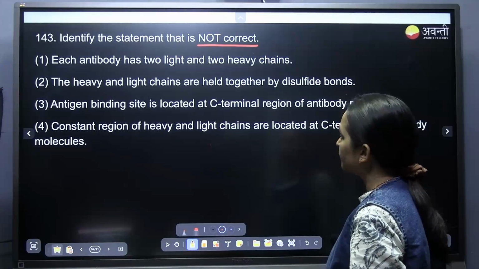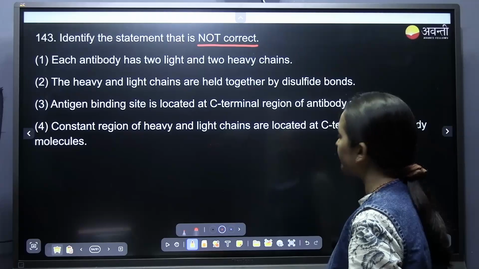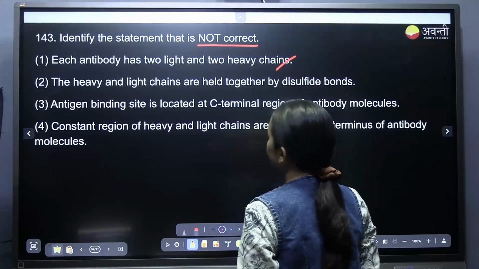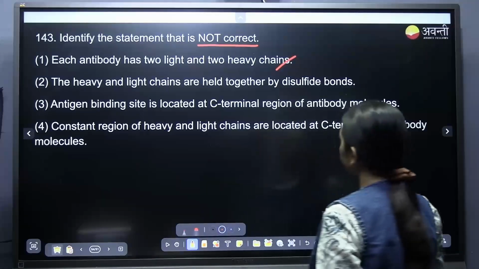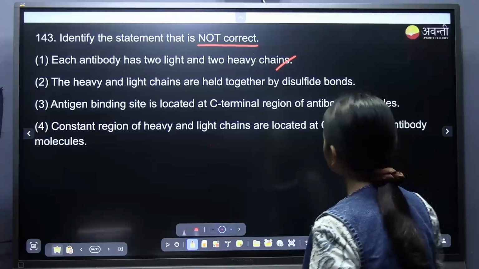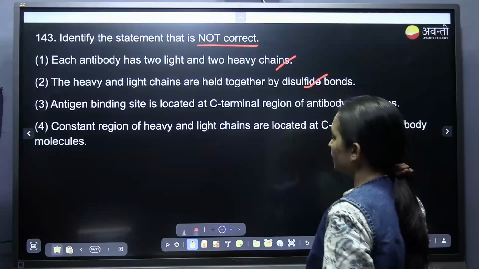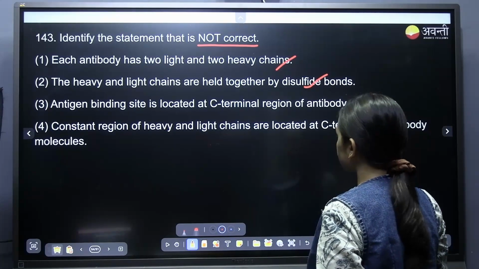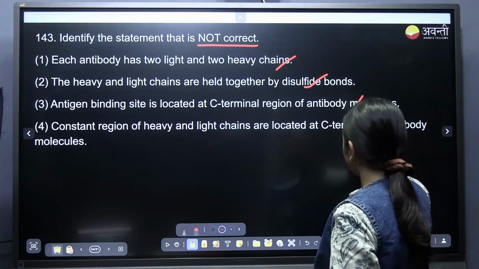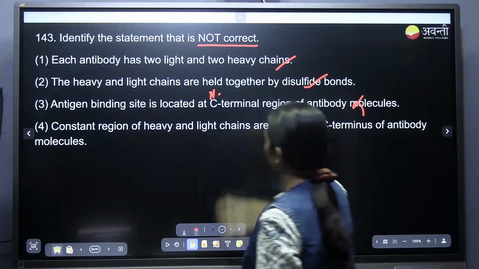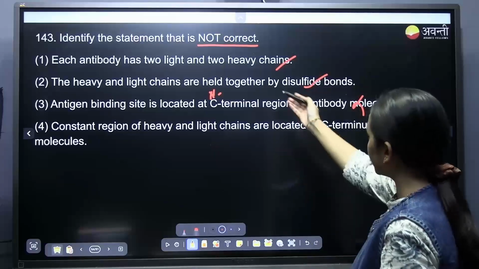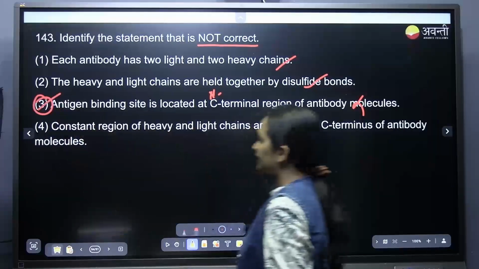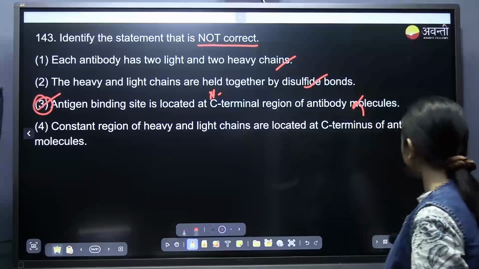Each antibody has 2 light and 2 heavy chains. Yes, this is correct. The heavy and the light chains are held together by disulfide bonds. Yes. Antigen binding site is located at the C-terminal region of the antibody molecules. No, it is N-terminal, not the C-terminal. We need to find the wrong statement, the incorrect one. So we got option 3 as the incorrect statement. Understanding?